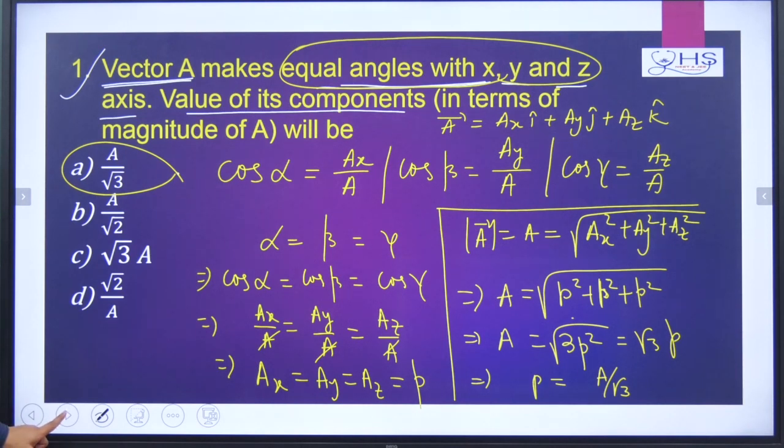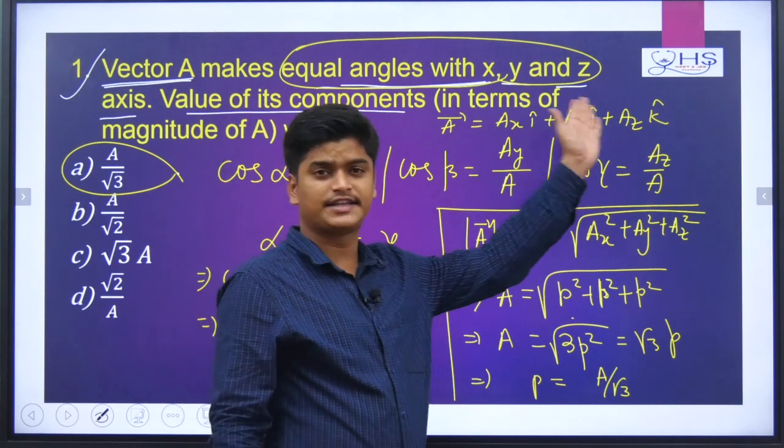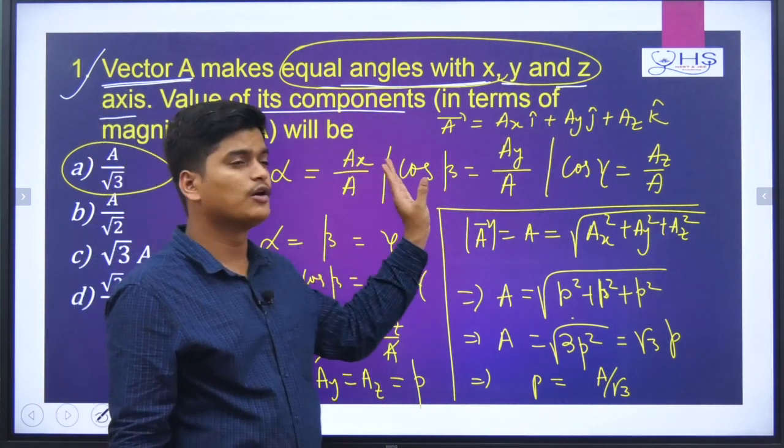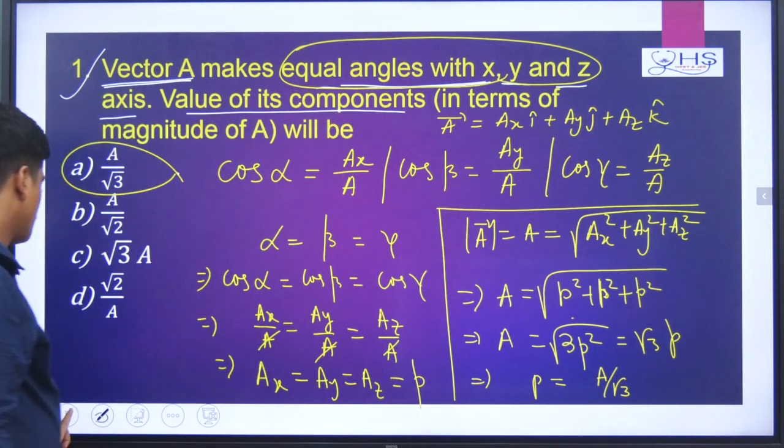Now come to the next question. So I hope you understand. Just remember, if a vector is like this, then the angle it makes with the x-axis is cos alpha, with the y-axis is cos beta, and with the z-axis is cos gamma.